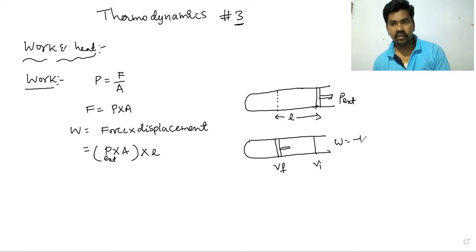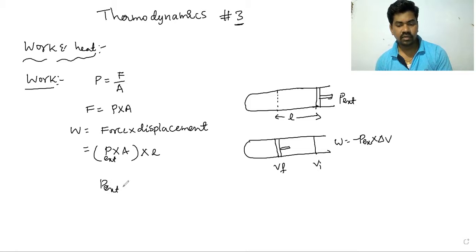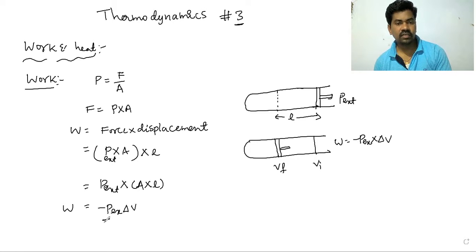So W is equal to minus P external into change in volume, delta V. Here, pressure P external into A into L, the cross-section area into L, gives delta V. So W is equal to minus P external into delta V. How do we get the minus sign here? Because the volume is decreasing from initial to final.